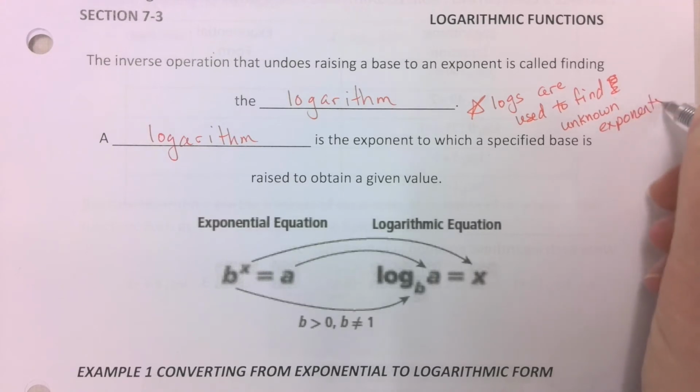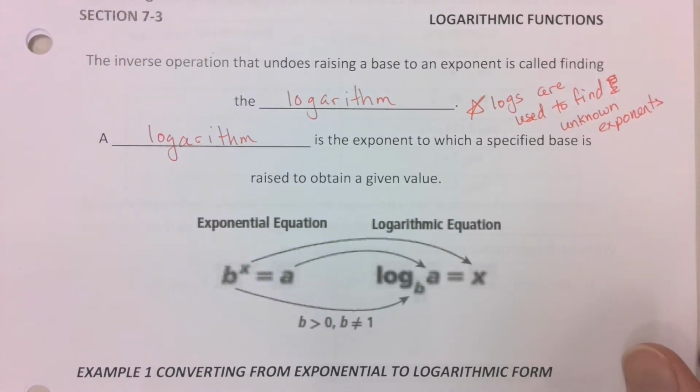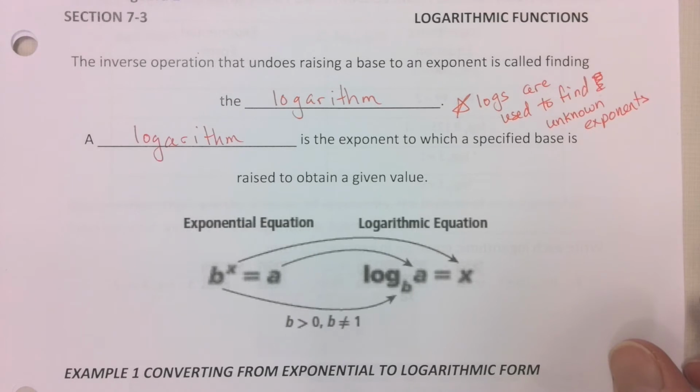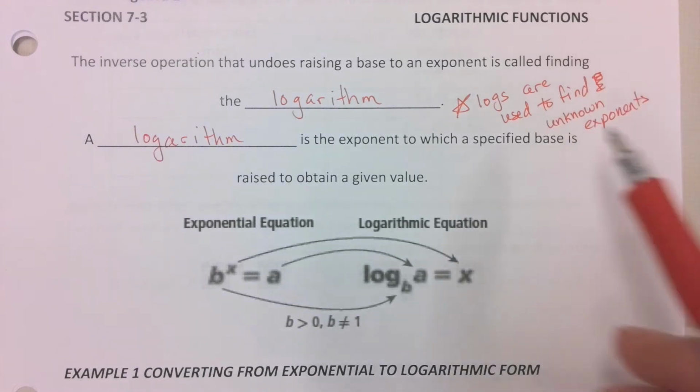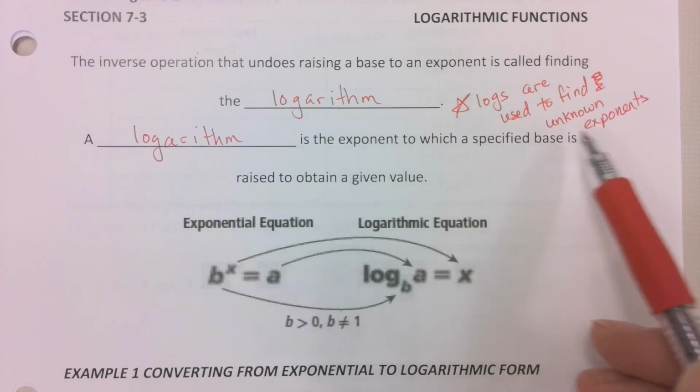So we just did some work with exponential growth and decay, and if you were given a problem where you were asked to find when it will be half the value or double the value, you were looking for an unknown exponent. That idea brings up that we could solve it by using logs, not trial and error, not tables. So the big use for logs is to find unknown exponents.